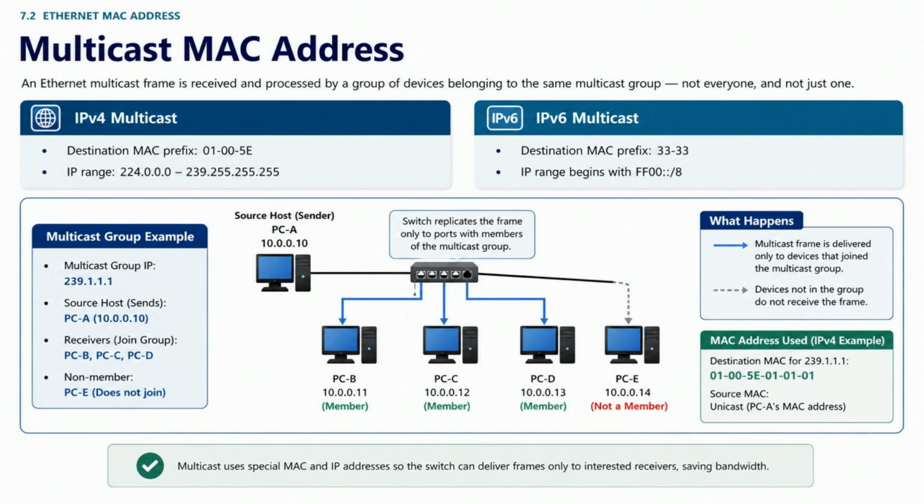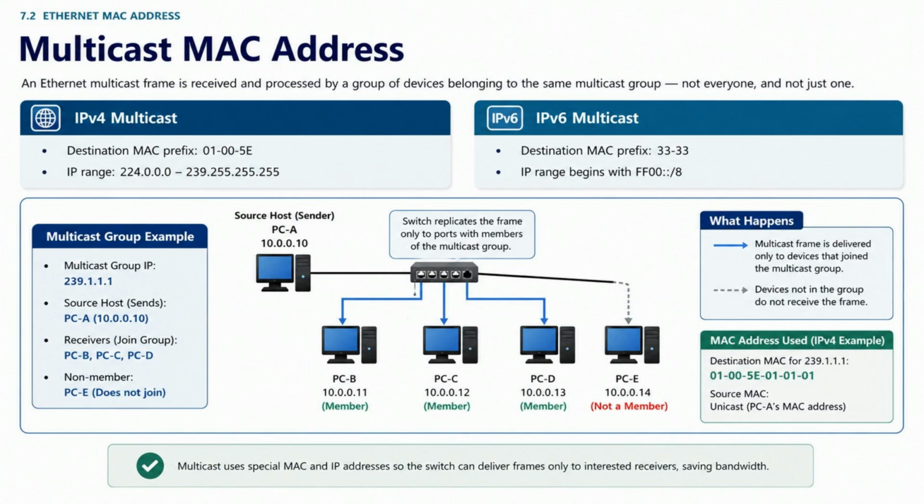Walk the table on screen. IPv4 multicast uses destination MAC prefix 01005E with IP range 224.0.0.0 to 239.255.255.255. IPv6 multicast uses prefix 33:33 with addresses starting FF00.